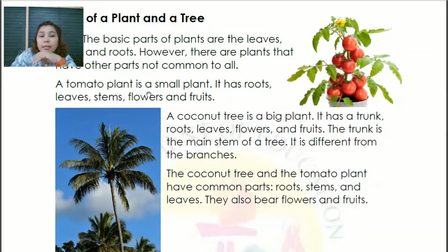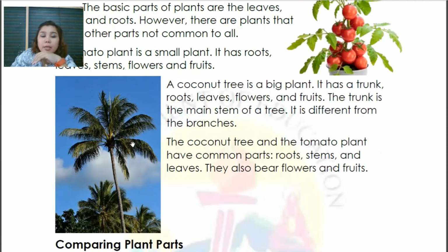A tomato plant is a small plant. It has roots, leaves, stems, flowers, and fruits. A coconut tree is a big plant. If you take a look at the picture, it has a trunk, roots, leaves, flowers, and fruits. The trunk is the main stem of a tree. It is different from the branches.